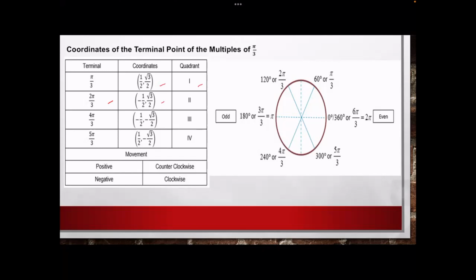Kapag naman 4 pi over 3, that's negative 1/2 and negative the square root of 3 over 2. That's quadrant 3. Kapag naman 5 pi over 3, it's positive 1/2 and negative the square root of 3 over 2. So that's quadrant 4. Again, so we still have the movement. We have to remember na kapag positive, that is counterclockwise. Kapag negative, it is clockwise. And also, we have to apply the even and the odd numbers.